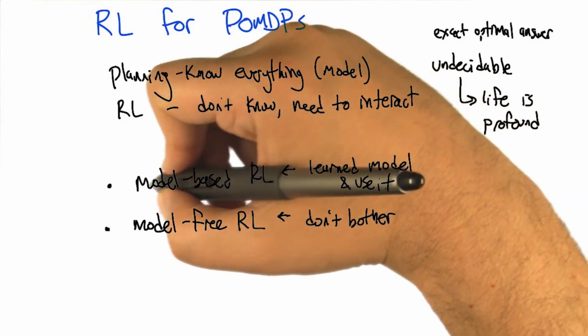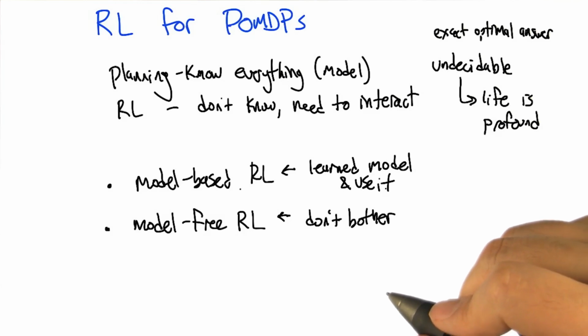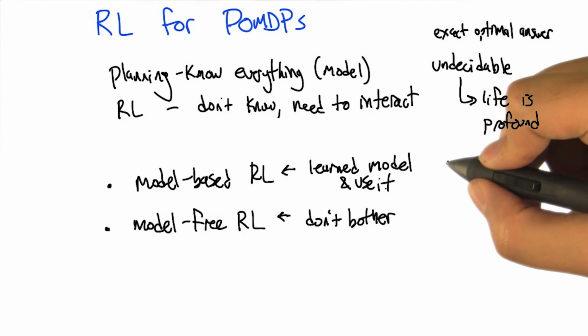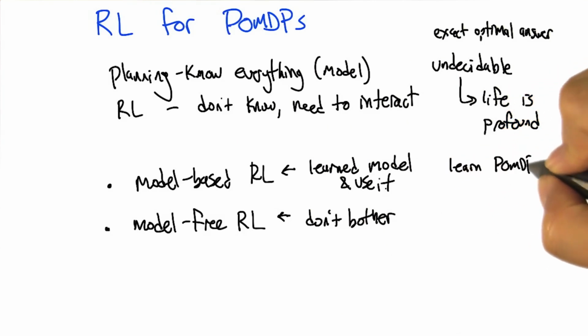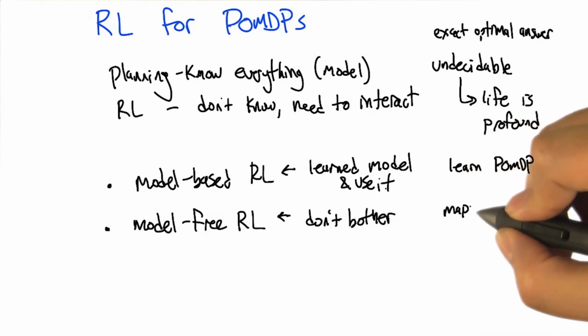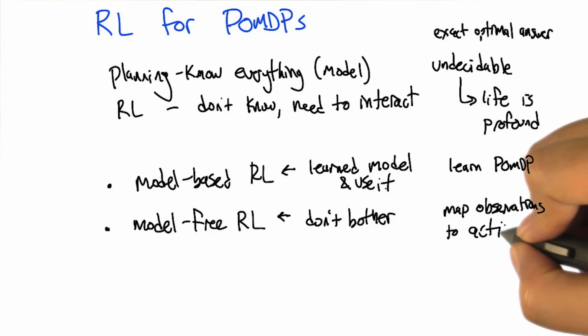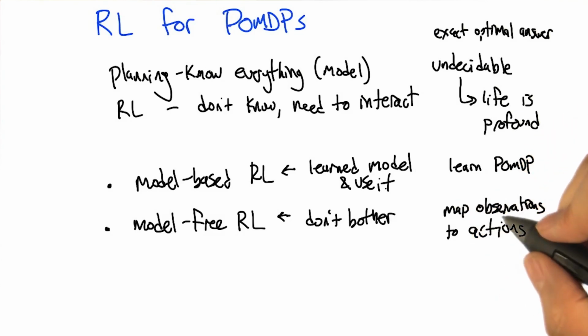All right, so we can use this same distinction, model-based RL and model-free RL, in the POMDP setting. In model-based RL, you try to learn the POMDP, and then you plan in it. In model-free RL, we try to map observations to actions, and we do that iteratively over time. So we don't build the model, but we try to figure out, okay, when I see this, it's a good thing to do.